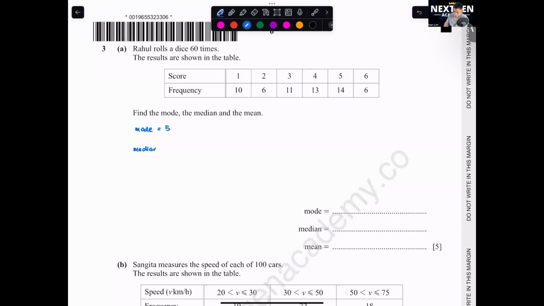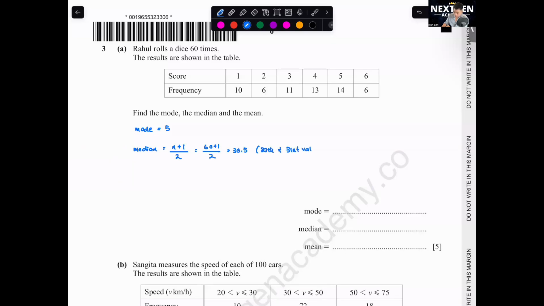Second one, median means you need to find the position of it. Remember last week we went through this entire topic: n plus 1 divided by 2. You got 60 of it, so 60 plus 1 divided by 2 equals 30.5. That means your position is the 30th and the 31st value. You need to go and find what the 30th and 31st values are.